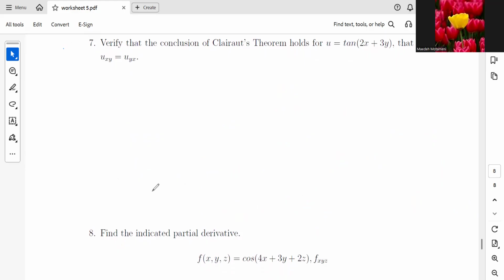Verify that the conclusion of Clairaut's theorem holds here for this function. So having this function, we're going to find the first derivative with respect to x. Since it is tan of something, the derivative would be secant squared of that thing. And in here we have 2x plus 3y, so we should multiply that by the derivative of the inside, which is 2 when you take the derivative with respect to x. Secant squared of 2x plus 3y.